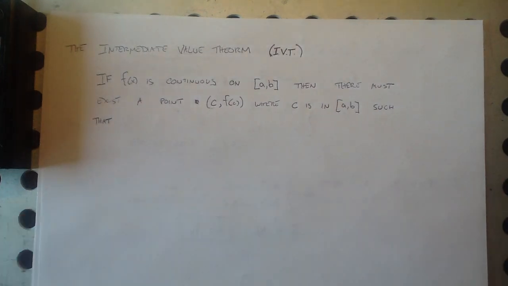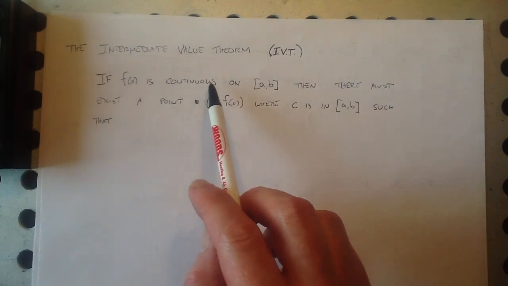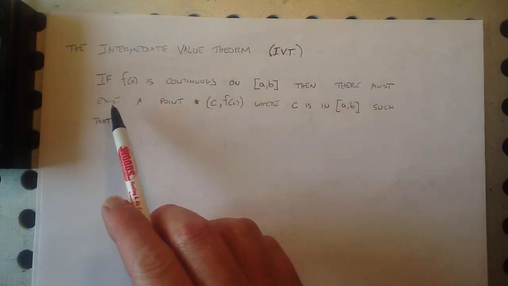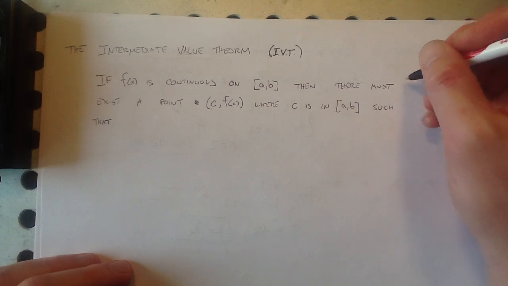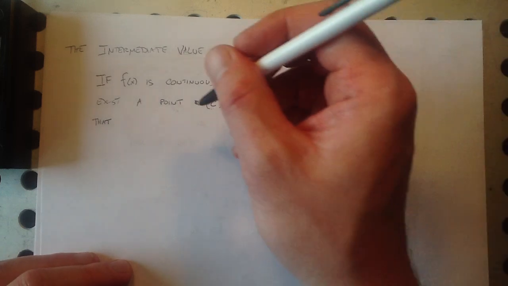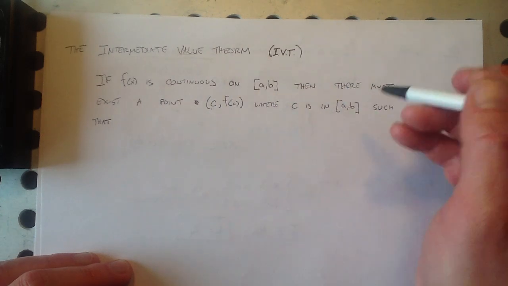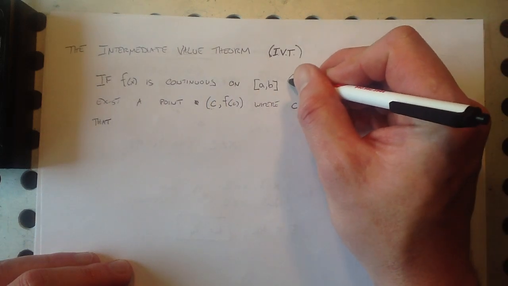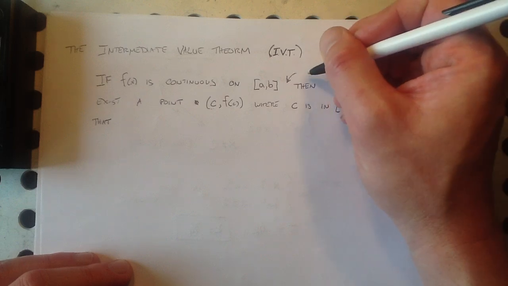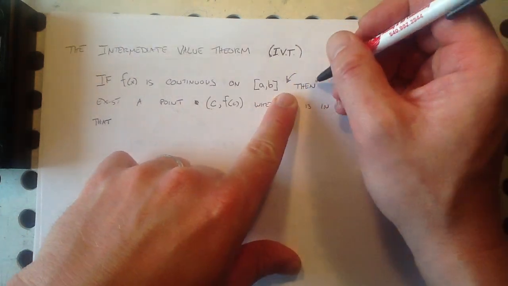Such that, I think I missed a little detail here. If f of x is continuous on a, b, then there must, and I'm going to insert something here, right?